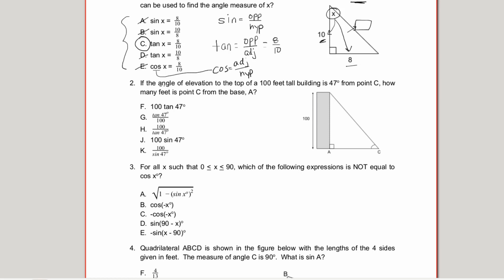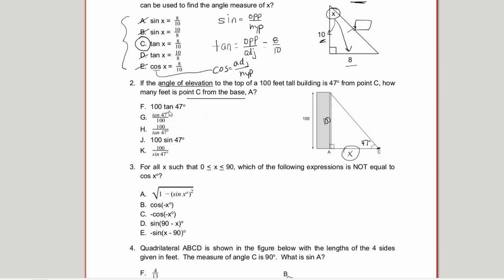This angle of elevation, remember, is relative to the horizontal. So we're looking up from point C. That's going to make this our 47-degree angle that they're talking about. And they want to know how many feet point C is from the base of A. So we're talking about this length here that we're looking for. This is our unknown x. You can think in terms of this triangle right here. This is 100, and we have an angle measure of 47, and we're looking for x.